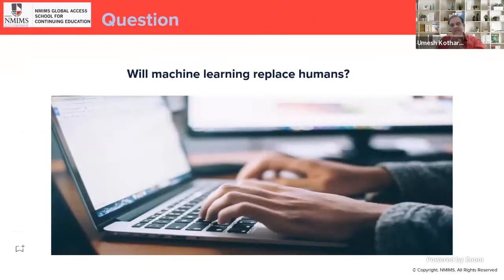Yeah. So an interesting question that gets asked across most forums, and I thought of touching upon it here as well, is: what is the future of machine learning? Will machines replace human beings or not? What is your view, guys?